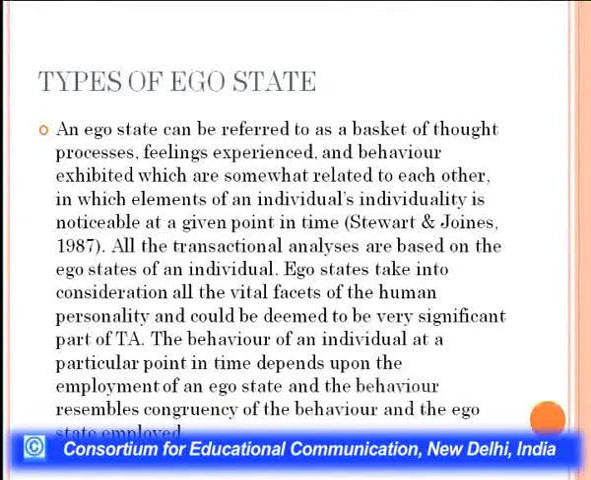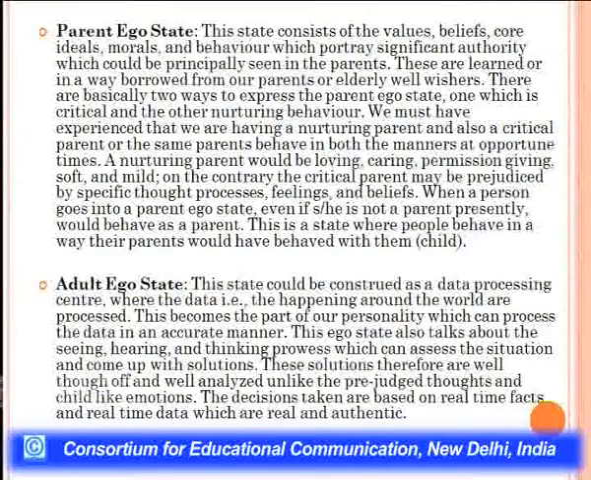The behavior of an individual at a particular point in time depends upon the employment of an ego state, and the behavior resembles the concurrency of the behavior and the ego state employed. So basically, when you talk about the ego state, it is referred to as a basket of thoughts, processes, feelings, and experience of the behavior of an individual. All these things are very important because they will be used in the transactional analysis and to make the policies for the organization. Now, as we discussed, there are three particular ego states: the parent, the child, and the adult. So let us do the first, that is the parent ego state.